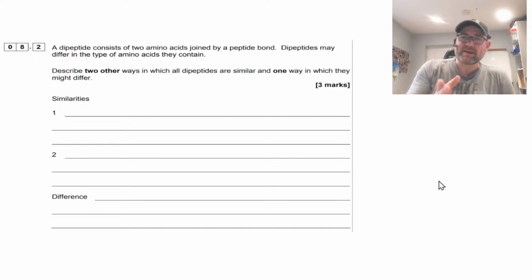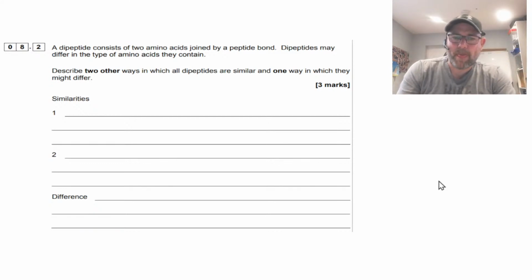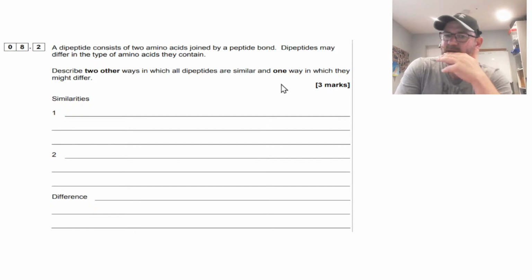I don't know how you do the maths. You see, that's why I'm not teaching maths A level. But if you've got 20 amino acids and they've got to pair up, how many different combinations are there? Jeez, I don't know, but it's a lot. So describe 2 other ways in which all dipeptides are similar and 1 way in which they might differ.